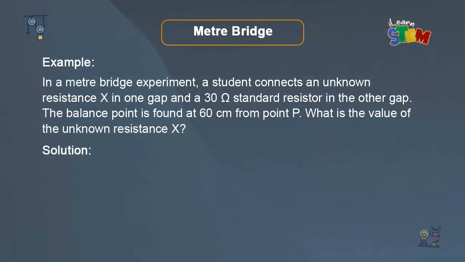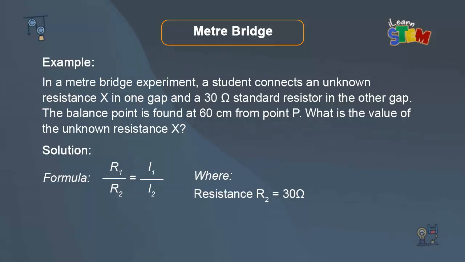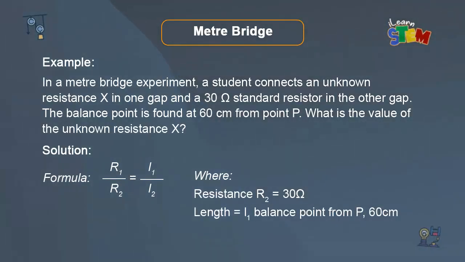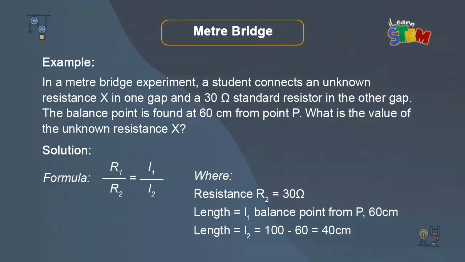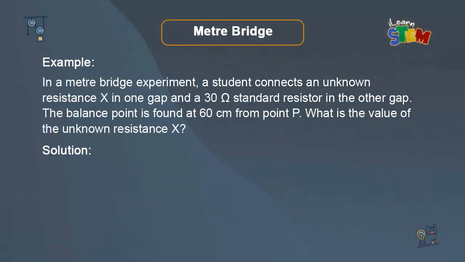To calculate the value of the unknown resistance X, we use the principle of the meter bridge. The formula is R1 divided by R2 equals L1 divided by L2, where R2 is the known resistance, which is 30 ohms. L1 is the length from point P to the balance point, which is 60 centimeters. L2 is the remaining length from the balance point to point B, which is 100 minus 60, giving 40 centimeters.